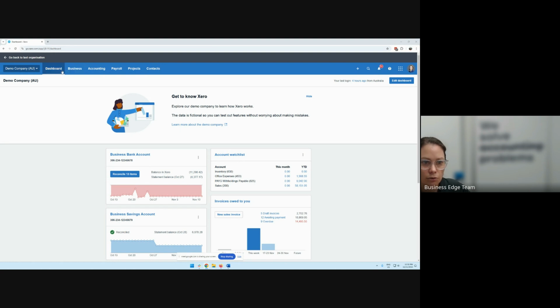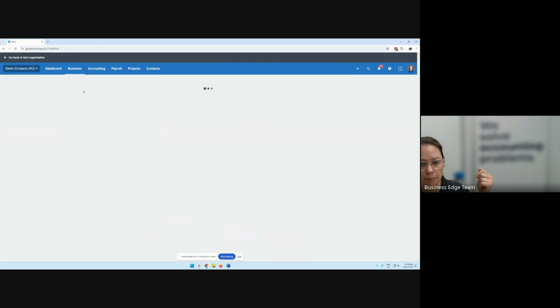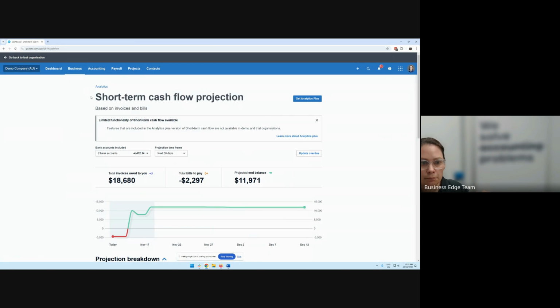Okay, so first of all, the business analytics feature, it's found under the business menu, and you'll find that there's two areas there that you can view. The first one being short-term cash flow. This is really important if things are getting tight and you're not sure what's on the horizon. So why not utilise Xero's analytics to help predict what's about to happen and what's on the up and up for you in your business.